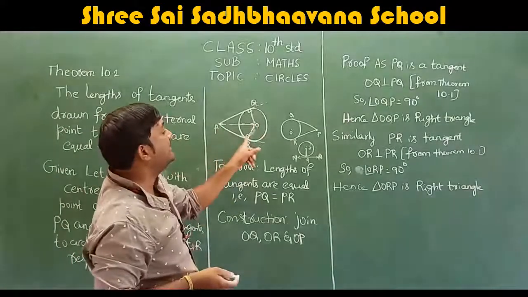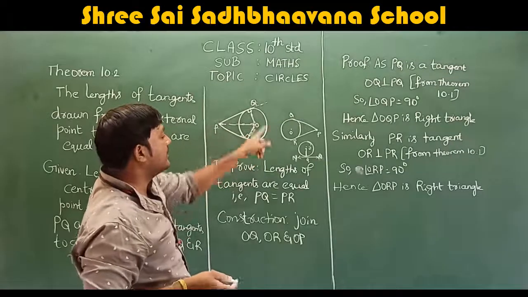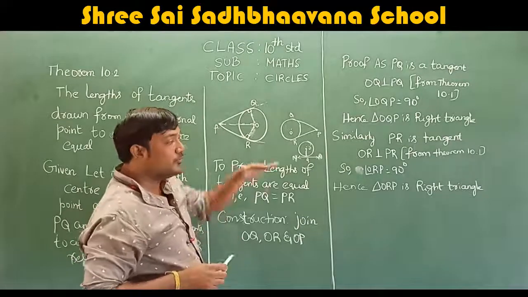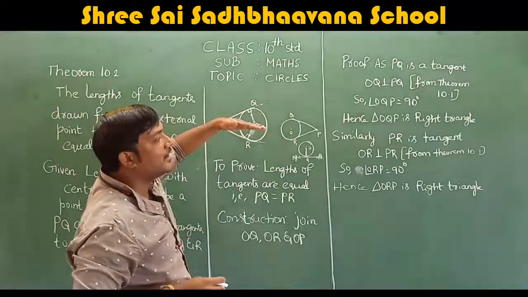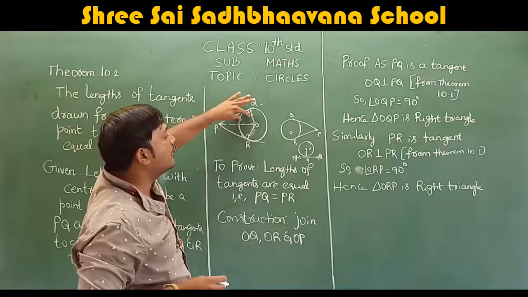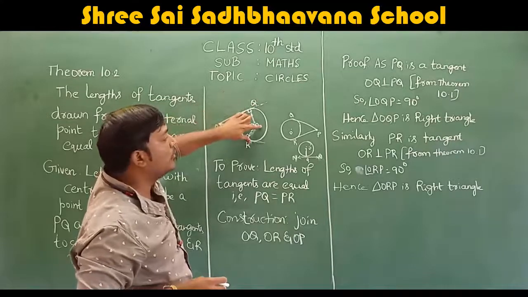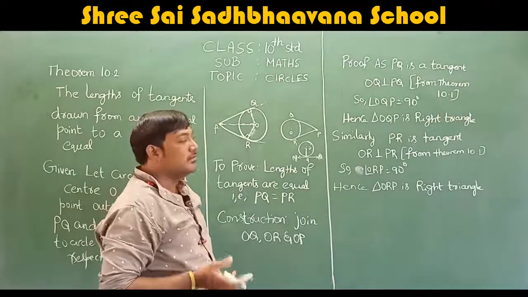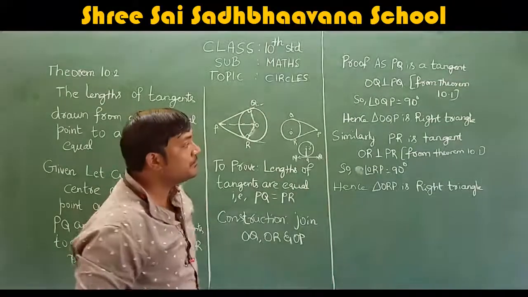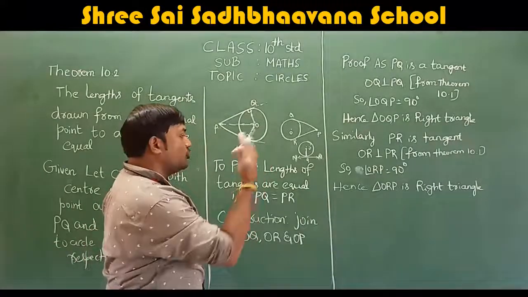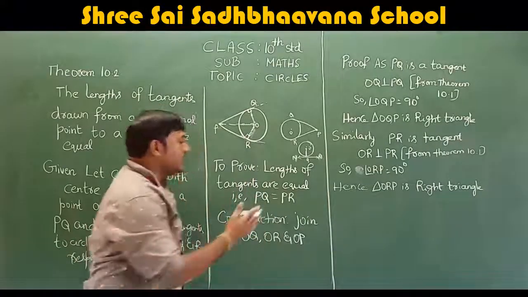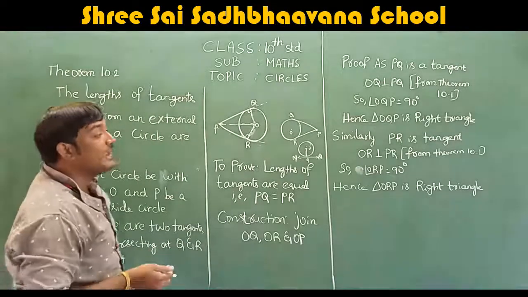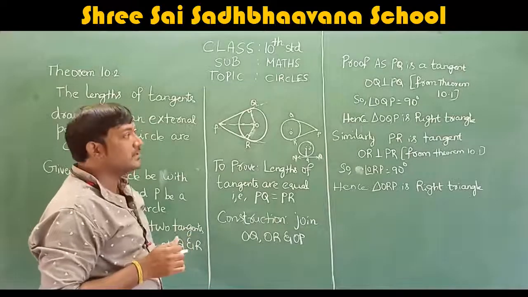If ORP is 90 degrees, then triangle ORP is a right triangle, meaning right angle triangle. So we got two triangles, triangle OQP and triangle ORP, as right triangles. And always, you might be knowing, in a right angle triangle, because we don't have space here, I might remove some portion here, so adjust with that. So triangle ORP is a right triangle we know, correct?